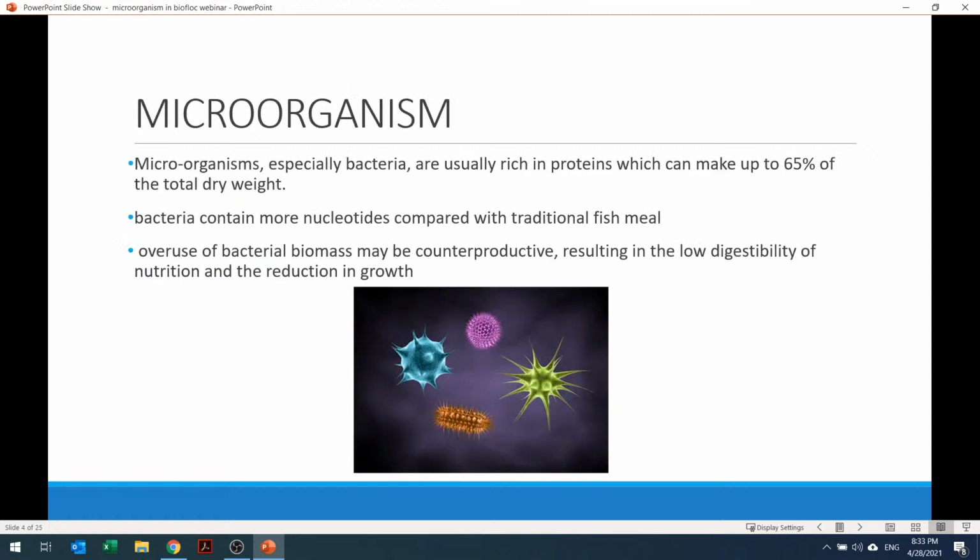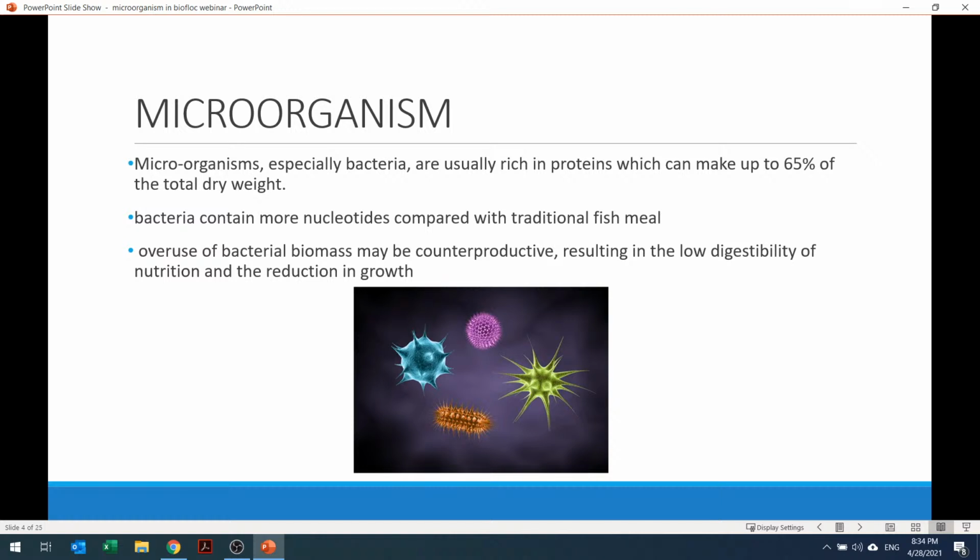Moving on to microorganisms. Microorganisms, especially bacteria, are usually rich in protein, which can make up to 65% of the total dry weight. They also have more nucleotides compared to traditional fish meal. The application of nucleotide supplements in aquaculture diets is relatively new compared to mammalian and human counterparts. These nucleotides have been added to infant formula for many years, but the knowledge on the application of nucleotides in aquaculture is very limited.